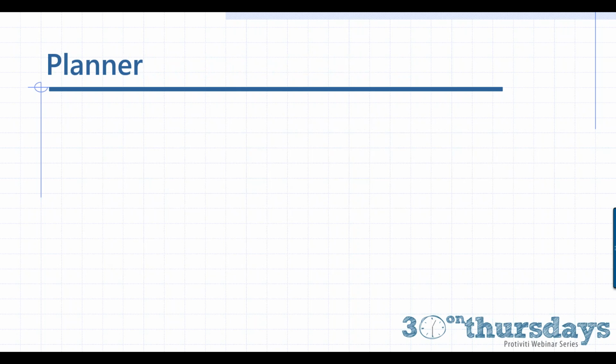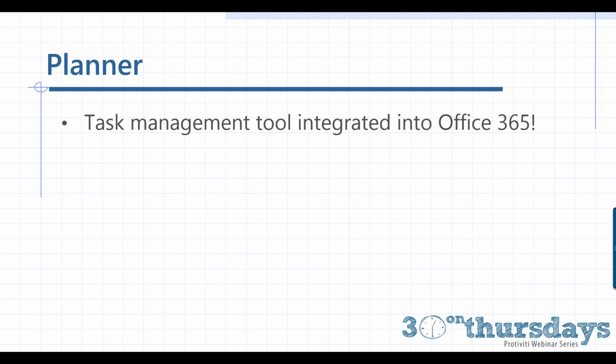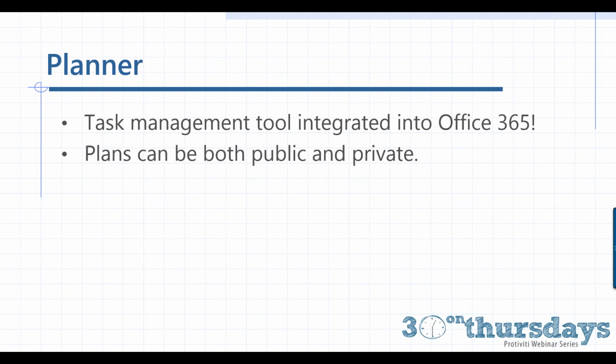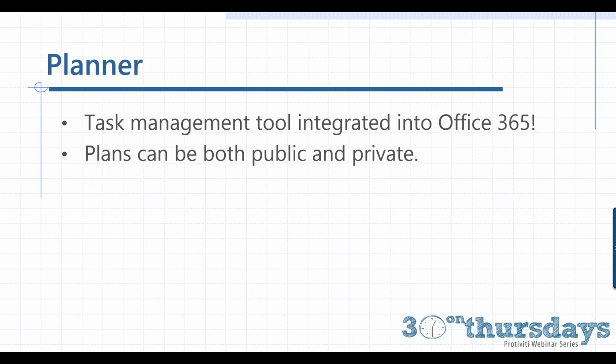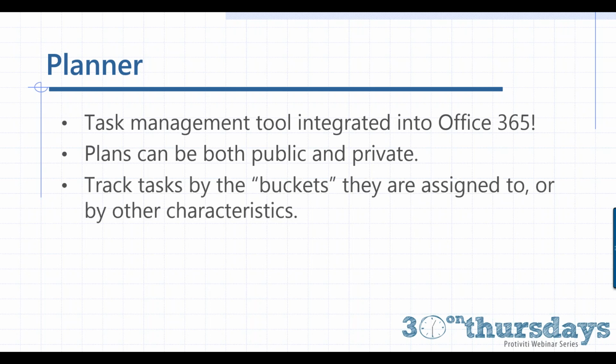Moving on to Planner. Planner is a task management tool that is integrated into Office 365. With Planner, you can create both public and private plans. Public means that they're available to anyone in your organization to go in and look at your plans, and private really just means that the plans are available to only the people that you've assigned to the plan. And again, with plans, if you have an Office 365 group, those are connected to the plan. So if you have an Office 365 group and you add a bunch of people in there, they will be able to see the content that you have in your plan.